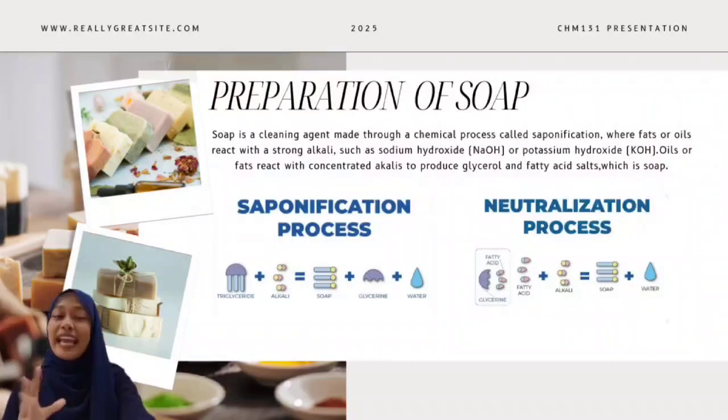Now let's move on to the next slide, which is the preparation of soap. On common knowledge, soap is a cleaning agent made through a chemical process called saponification, where fats or oils react with strong alkalis such as sodium hydroxide or potassium hydroxide. Oils or fats react with concentrated alkali to produce glycerol and fatty acid salt, which is soap.